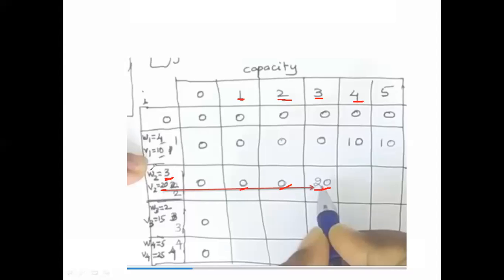At the second stage, you have to consider the previous case also. Already the 4 kg value is 10, but we have to write the 10. Okay, but here we must write the maximum value of the previous. Compared to 20 and 10, the maximum value is 20, so 20 you must fill here.